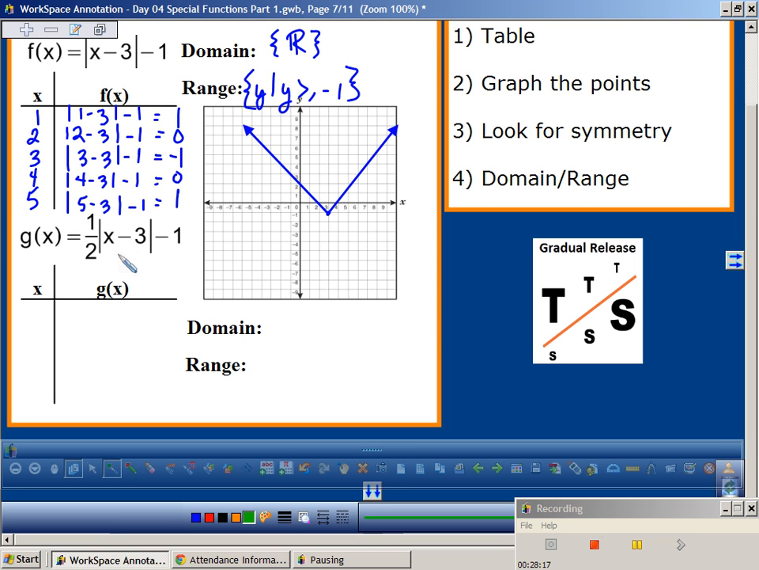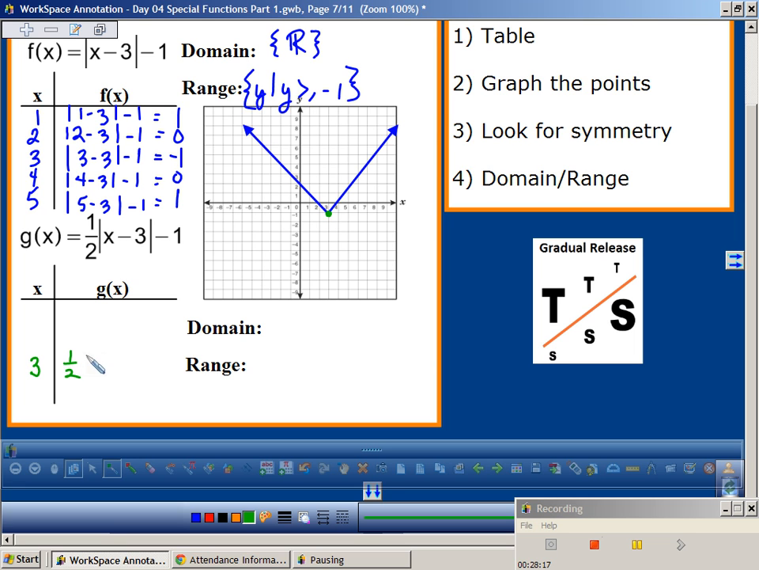Alright, so where do you think my vertex is going to start? We're going to go down 1, and then what? In the positive or the negative direction? Positive. So over 3, so in the same spot? Let's see. If that's really our vertex, then I should get the same thing. So if I put in 3, what happens?